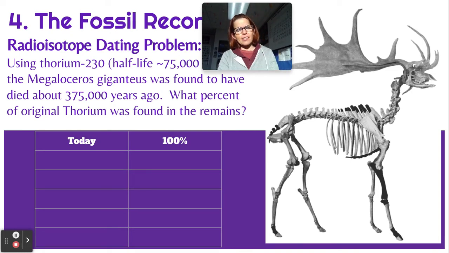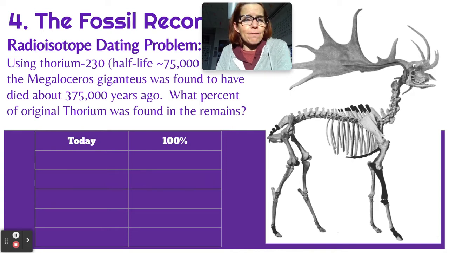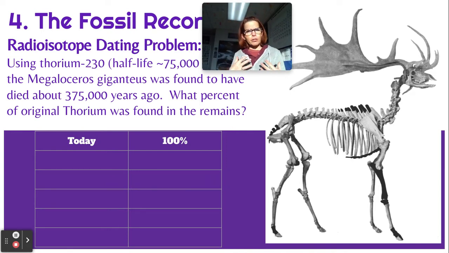So let me show you how to solve a problem like this. You'll never have to do this on an AP exam. I'm just trying to show you how radioisotopes work. So if the Megaloceros had been alive today, it would have 100% of its thorium-230. Now that doesn't really make sense, but just go with it. It would have 100% of it if it had died today. However, it died 375,000 years ago. So the question is, how much is in it now?